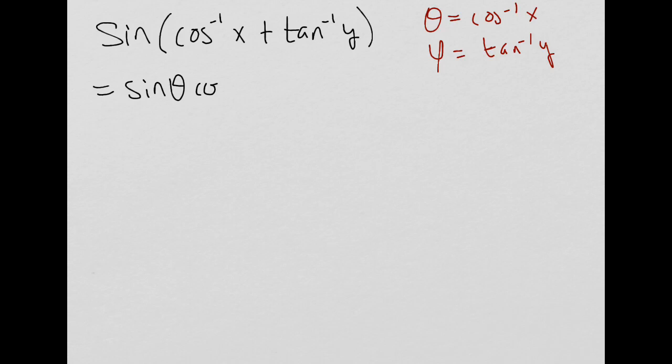So this breaks down into sine of theta cosine of phi plus cosine theta sine of phi. Well, sine of theta and cosine of theta, cosine of phi, and sine of phi can all be figured out if I look at the correct triangles.